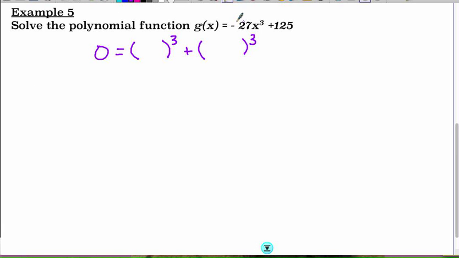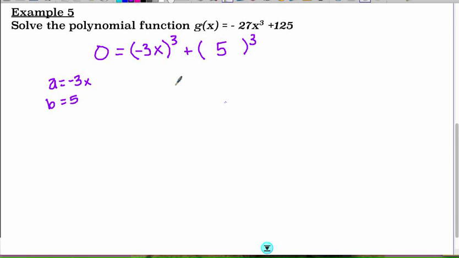And this will help when I start to use these algorithms that we had written down up here. So 27, notice that it's -27, so that means it's not a positive 3 that I'm using, it's actually a -3. So I've got -3 and then the x. If I cubed both of those, I would end up with this first term here. The next thing would be 125, and so 5 times 5 is 25, times another 5 is 125. So my b in this case is 5. So knowing that a is equal to -3x and b is equal to 5, I can now use the algorithm that was written above.